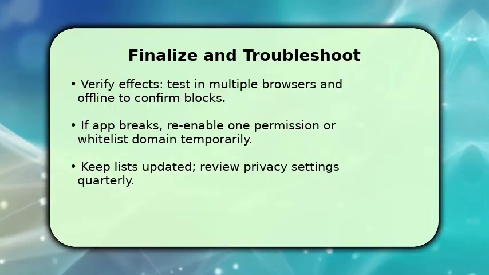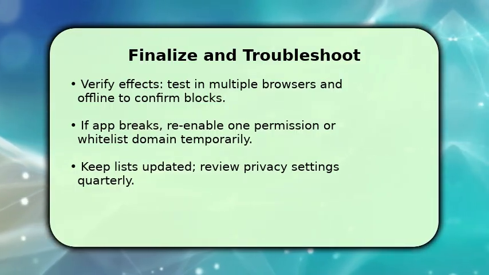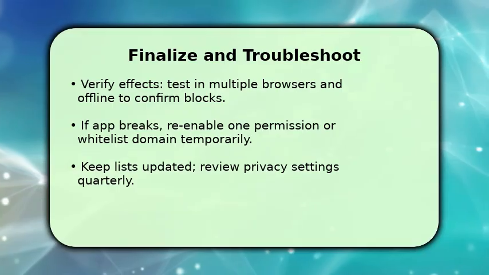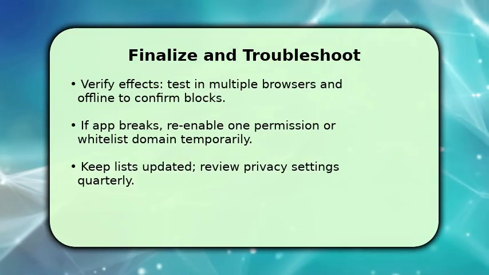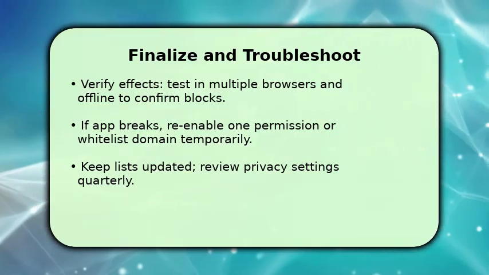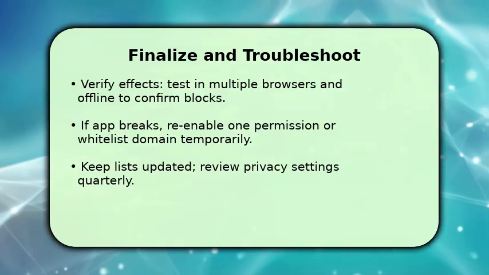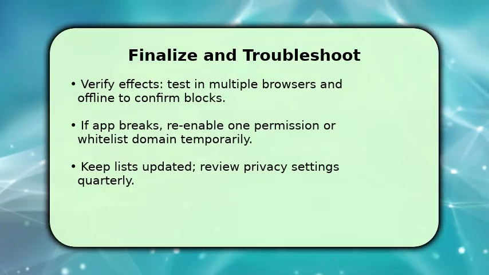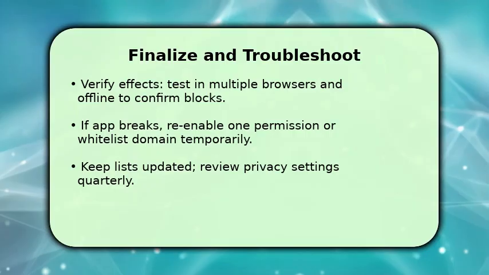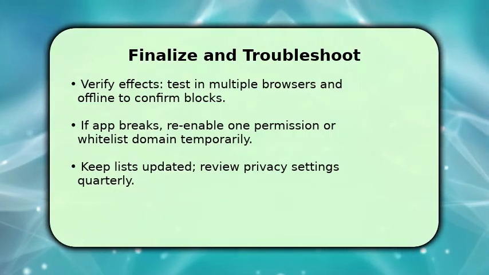If an app malfunctions after blocking, re-enable the minimum permission or whitelist a single domain rather than undoing everything, because targeted exceptions fix functionality while preserving most protections. Finally, schedule quarterly checks to update block lists and review privacy settings. Make sure to keep blockers updated so new ad domains and trackers stay covered.